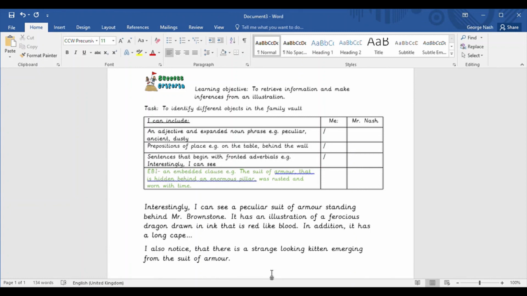So if you can, write me as many sentences as you want to describe what you can see in the room. Remember, there is loads of different things on there. So give that a good go. Send it over to me, please, and I will have a little mark of it from there.